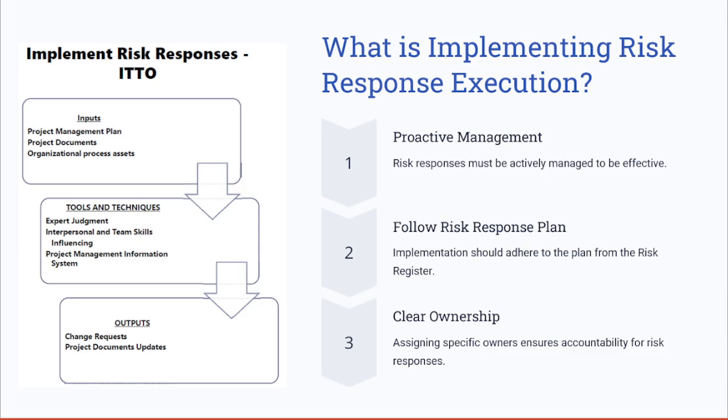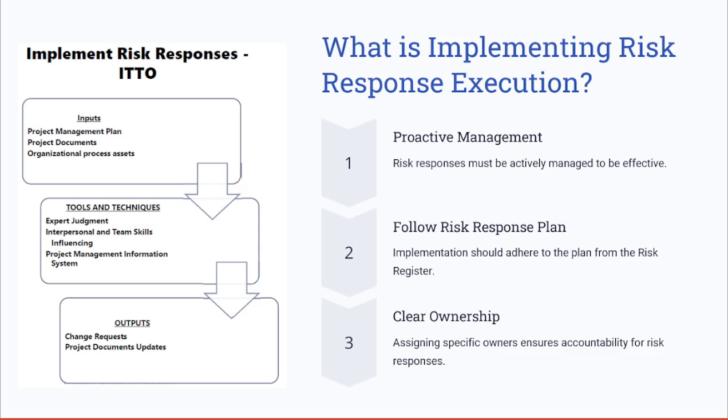First, let's understand what is risk response execution, or what is implementing a risk response. Risk response execution ensures that the planned mitigation, avoidance, transfer, or acceptance strategies are properly implemented. The risk responses must be proactively managed to be effective. The implementation should follow the risk response plan that you identified during the planning phase, where you kept all of the risks with their mitigation strategies and information in the risk register.